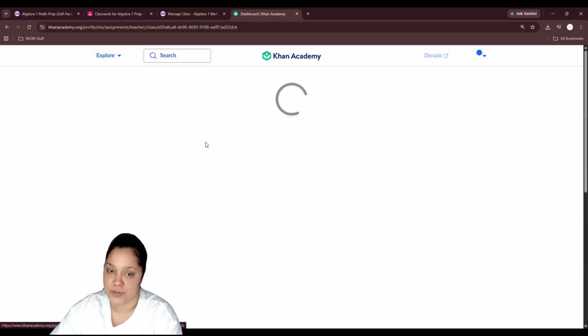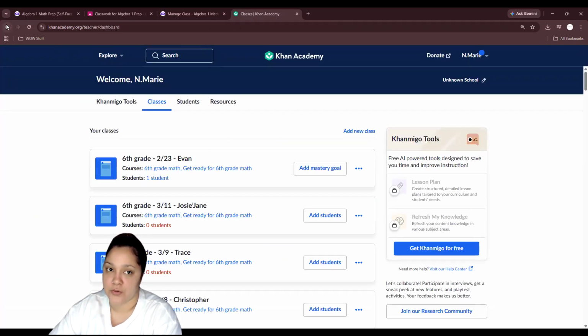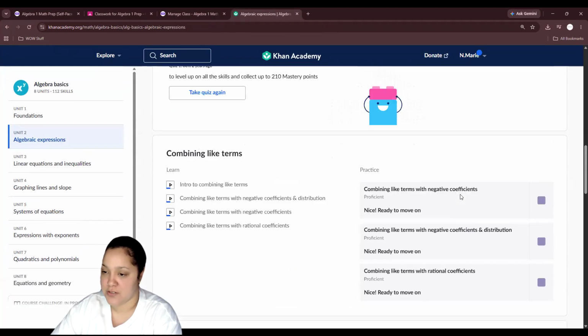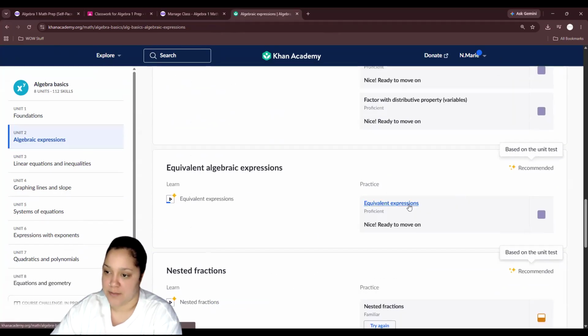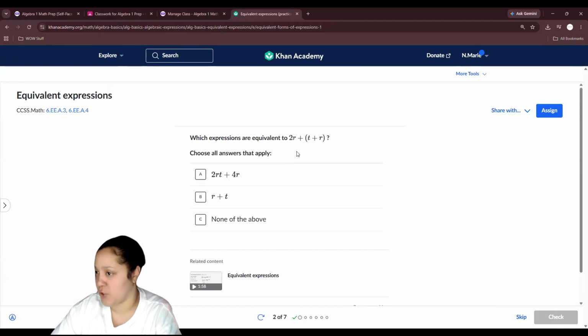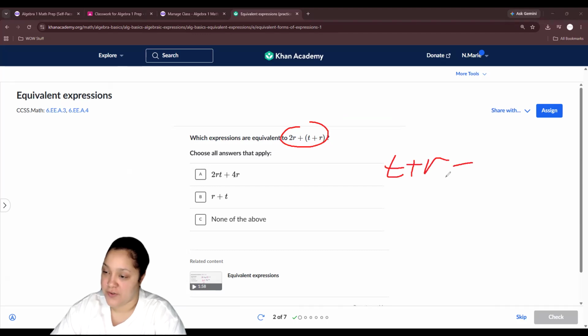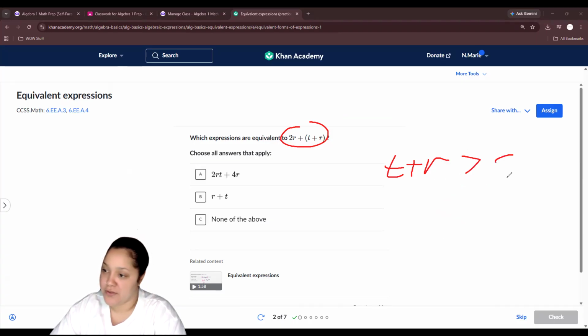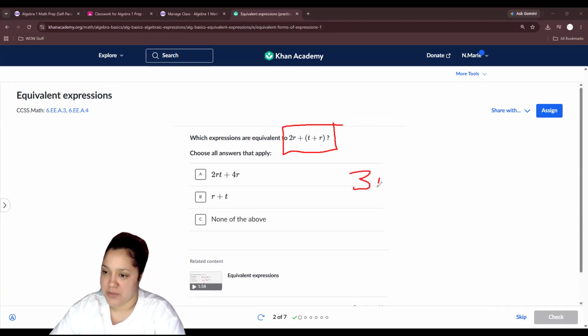And then once you're done with that, that is when you want to go to equivalent expressions. So equivalent means the same, right? Expressions consist of terms and variables. This here is what is called an expression. If this said t plus r equals 5, that becomes an equation. If this said t plus r is greater than 5, that becomes an inequality, which you're going to see later, but just know what an expression is. If I combine this, that would get me 3r plus t.